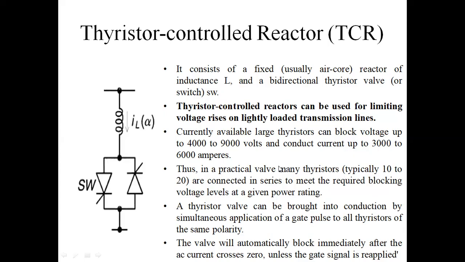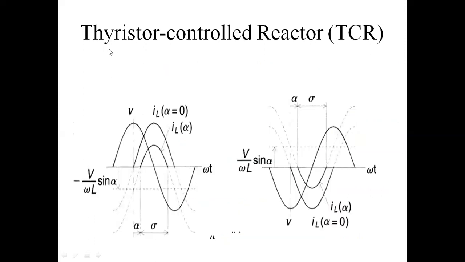Next, this is the TCR. TCR means Thyristor-controlled reactor, mainly used for absorbing reactive power during light load hours. These are the characteristics of the Thyristor-controlled reactor.